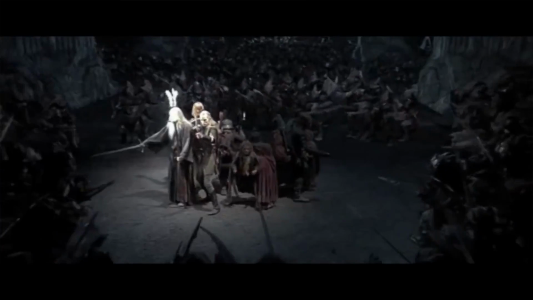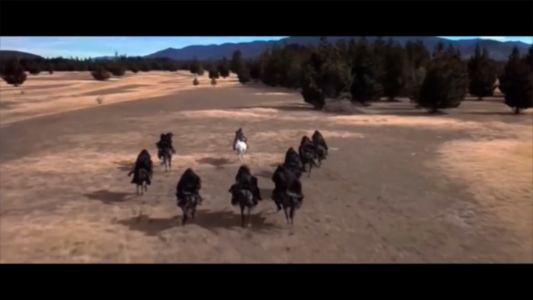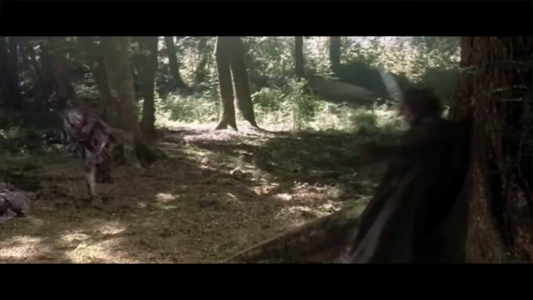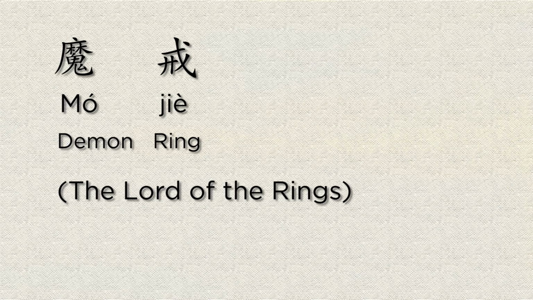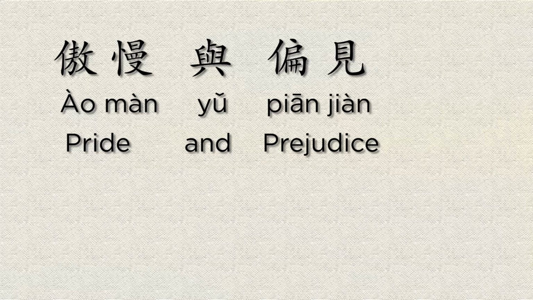An example of this is the other series of films based on Tolkien's books, Lord of the Rings. In Chinese, it is translated as Mo Jie, with Mo meaning demon and Jie meaning ring, obviously referring to the ring created by the main bad guy in the films, Sauron. The third way is literally translating the exact same meaning into Chinese, like 傲慢与偏见, Pride and Prejudice. But in reality, it is often a mix of these 3 things together.